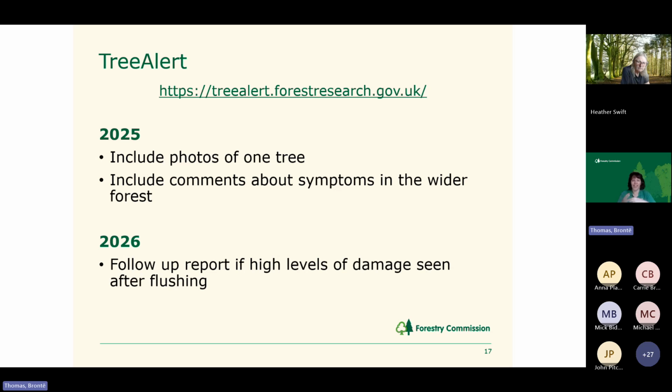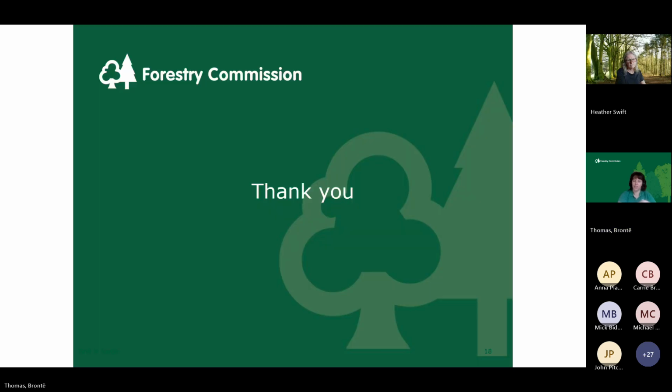And then thinking ahead, keep monitoring, and you can do a follow-up report if high levels of damage are still seen after flushing. So after you've got those new needles coming out, if you're still seeing high levels of damage or defoliation, then submit a subsequent report next year. Yeah, and that's everything on green spruce aphid.